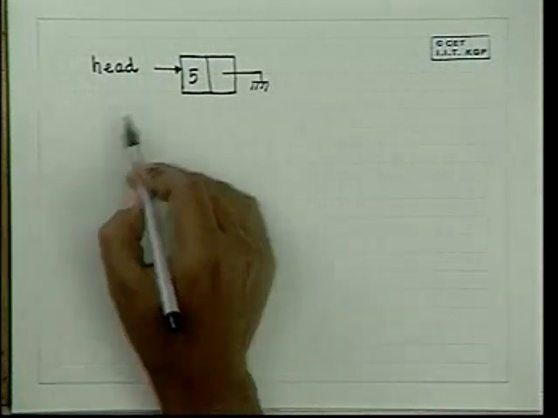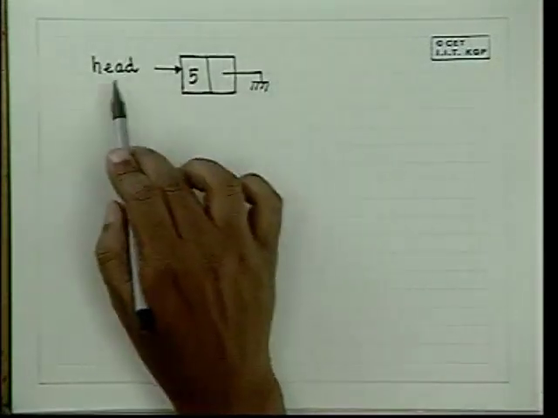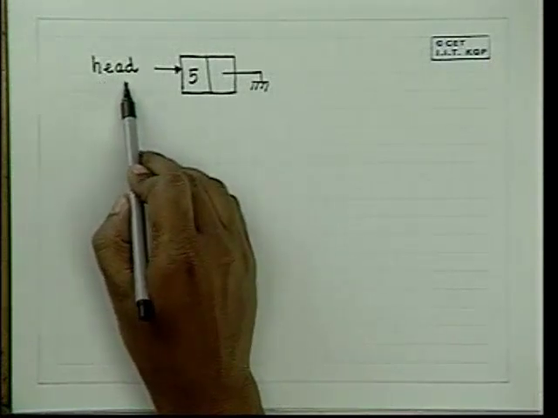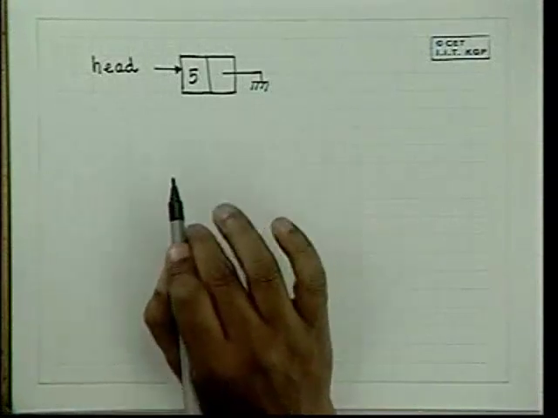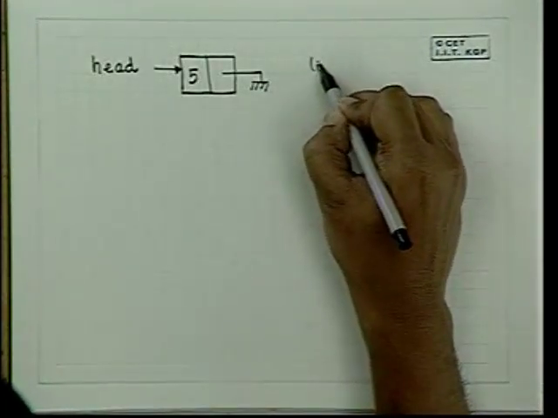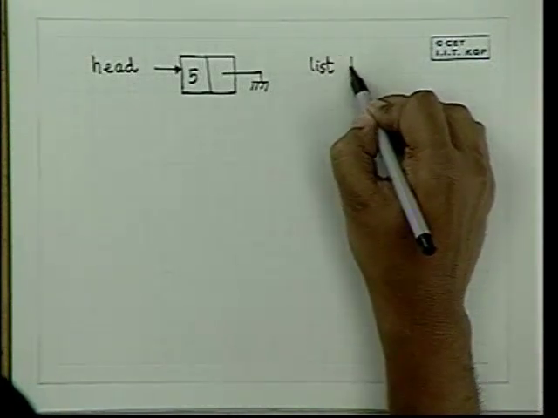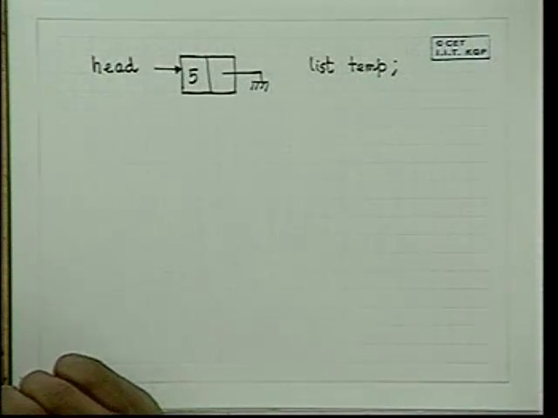Now suppose he says, yes, I want to give another element. That means you have already got your structure, and head is the starting of that structure. Suppose somebody wants to read in another element. Then what we will do, I will give you a simple way of doing it. Let us declare another variable, a temporary variable, of type list.